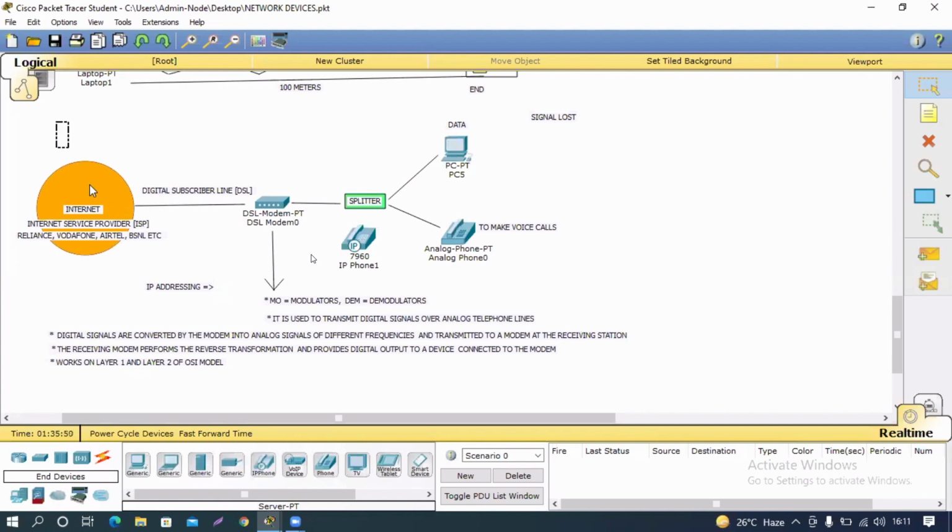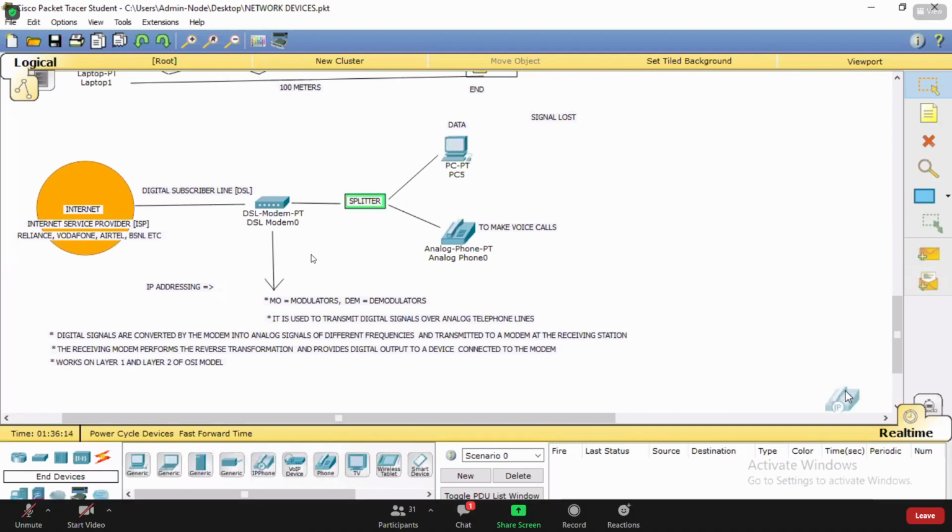Now, this is a traditional ISP internet connection that we get at our home. When you take an internet connection, this is how they give the connection. So your ISP, internet service providers, Reliance, Vodafone, Airtel, BSNL, all these are called ISPs. They give you this line, digital subscriber line, DSL. It gets connected to a modem device. And from the modem, it is getting connected to a small device called a splitter.